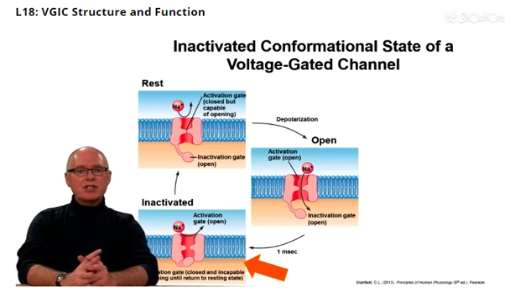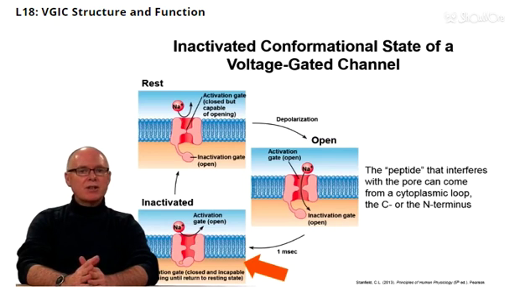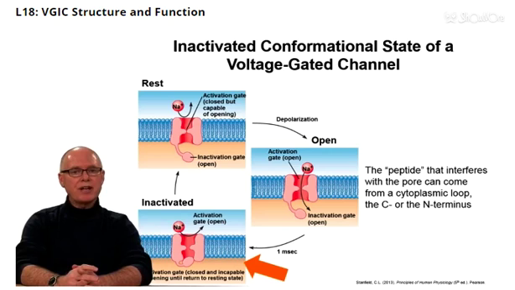For the inactivation to be removed, another membrane voltage shift must occur via repolarization and/or a period of time must pass for the channel to return to its resting conformational state. For the voltage-gated sodium channel, this inactivation peptide is believed to be the C and/or N-terminal region of the protein. For some calcium channels, the inactivation peptide is believed to be the cytoplasmic loop between domains 2 and 3 of the protein.